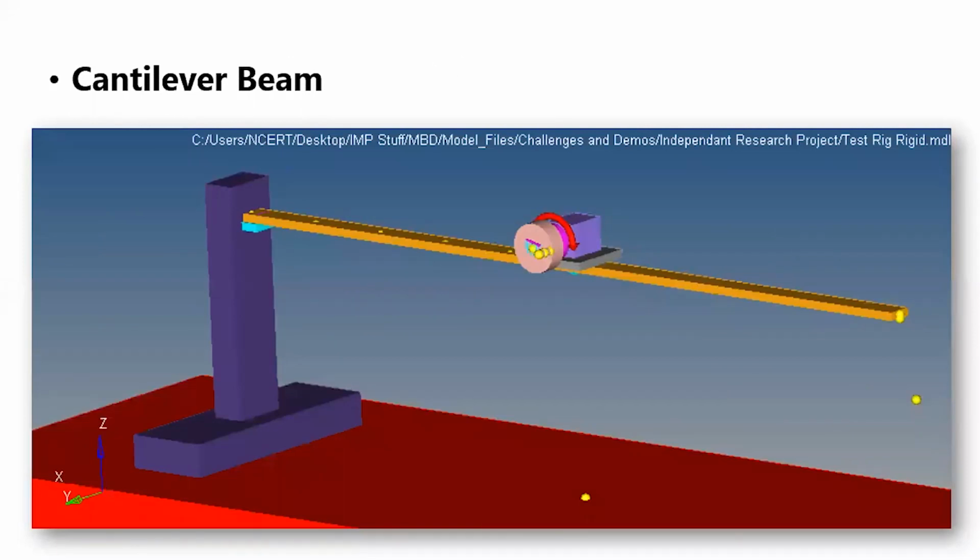So this is the cantilever beam. Obviously, it's very simple because we just have to remove one of the stands, and we can analyze this too.